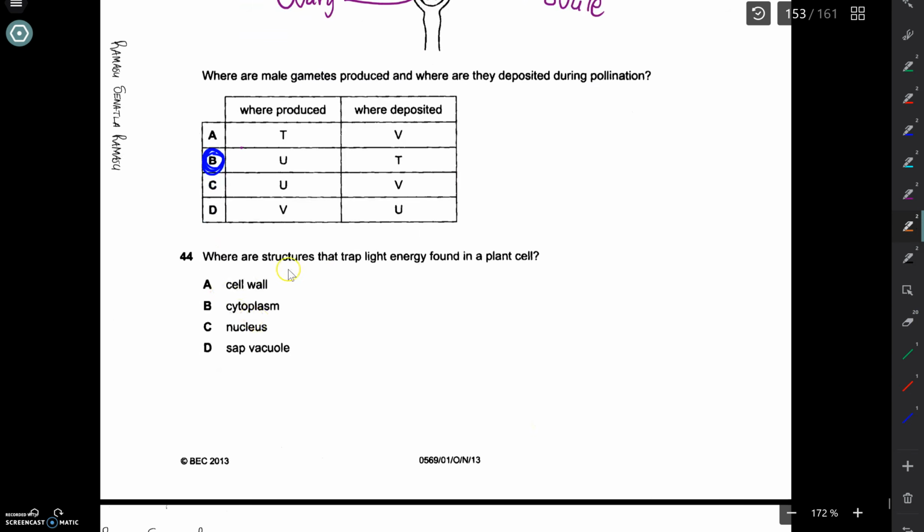44 says where are the structures that trap light energy found in a plant cell? Well, this is the cytoplasm, and these structures that trap light energy are called chloroplasts, right? And they are found in the cytoplasm, right?